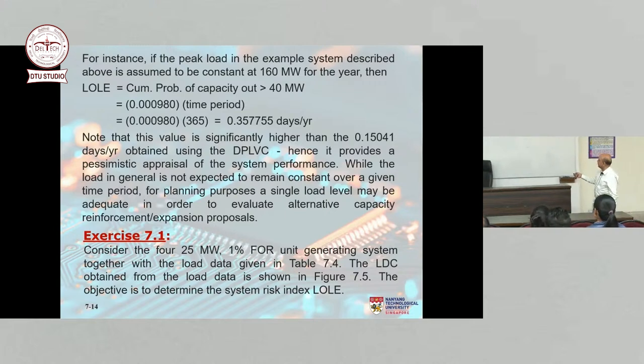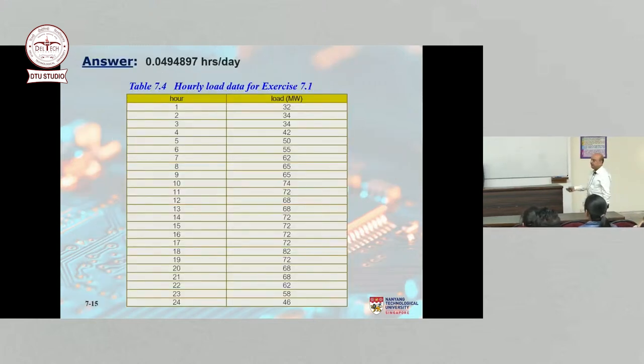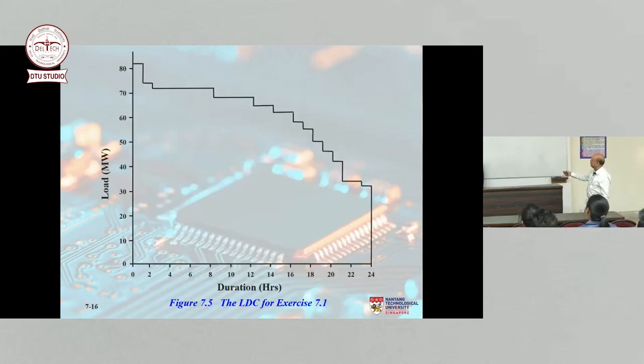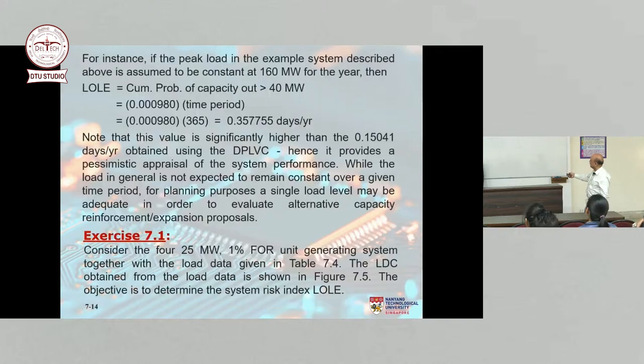So there is an exercise for your doing pleasure, as always. I have given you the hourly load data for 24 hours. It's actually very simple. And I have even drawn for you the load curve, the load duration curve over a 24-hour period. And I'm asking you to calculate the LOLE. Let's read the question. 425 megawatt, 1% forced outage rate unit with the load data given in table 7.4. The load duration curve is given in this figure. The objective is to determine the risk.